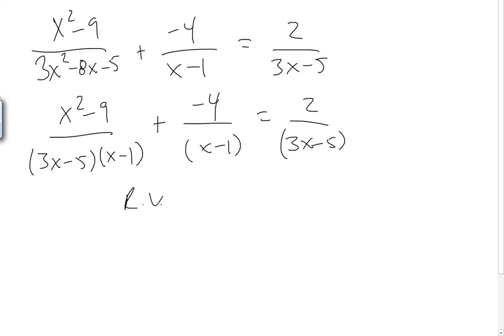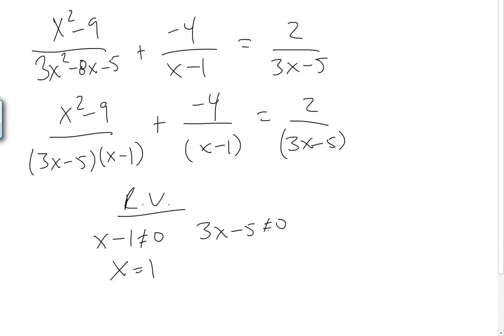Now I see that the restricted values are whenever x minus 1 is 0 or whenever 3x minus 5 is 0. Those are the only factors, right? So x minus 1 shows up here and here, but there's no need to do the problem twice because if I'm solving it here, then I'm also solving it here. If 3x minus 5 can't equal 0, that means 3x minus 5 also can't equal 0 here. There's only 2 unique factors on bottom, so I'm only going to get 2 restricted values.